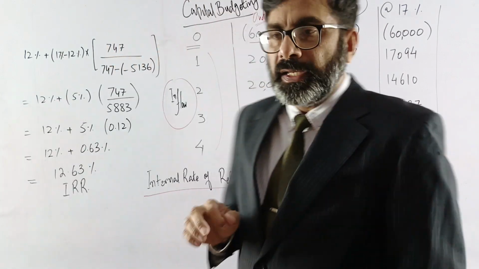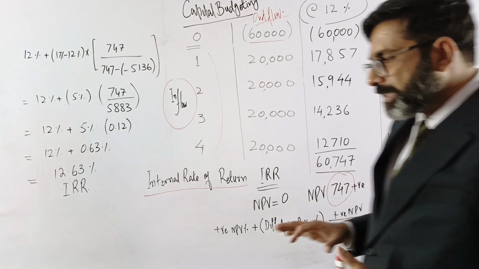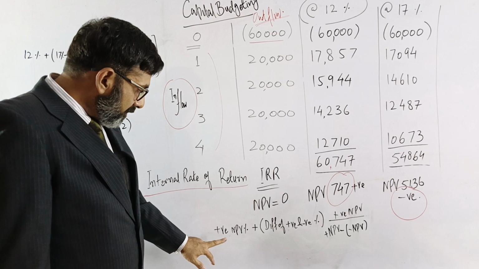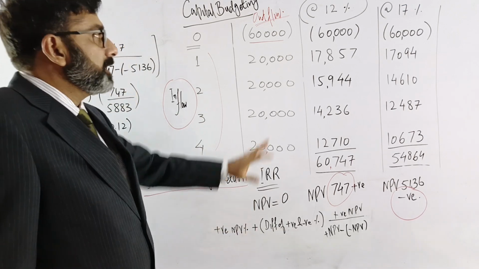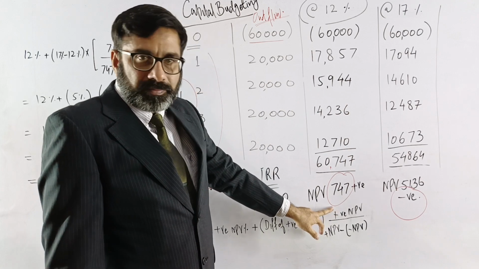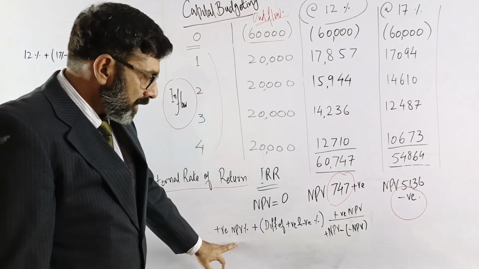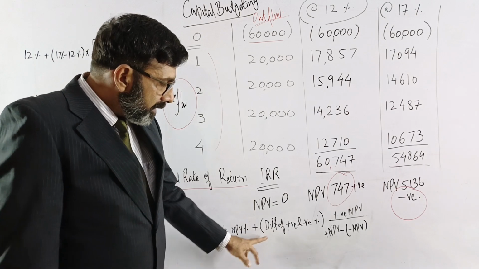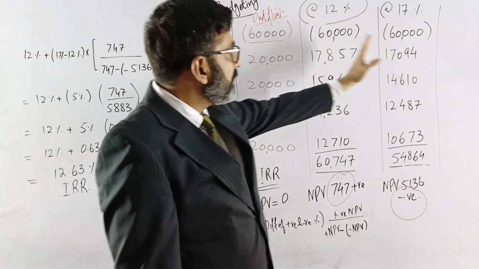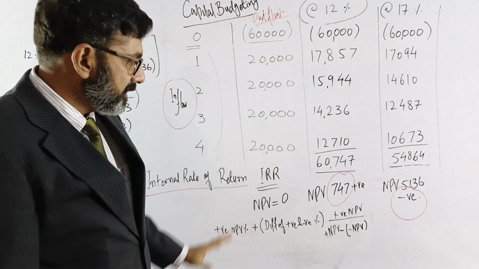For this purpose, we need a simple interpolation method. The interpolation method has a very simple formula. If you see here, we have a positive net present value at 12%, so we use 12% here. Then the next thing is the difference between the positive and the negative percentage. The difference between 12 and 17 is 5%.